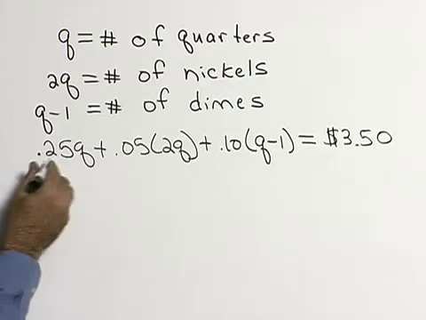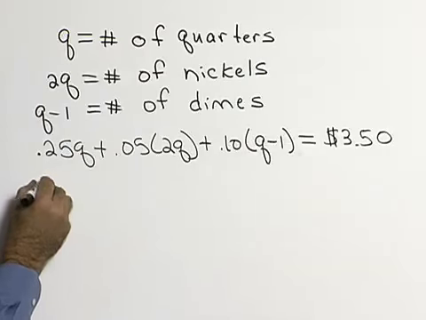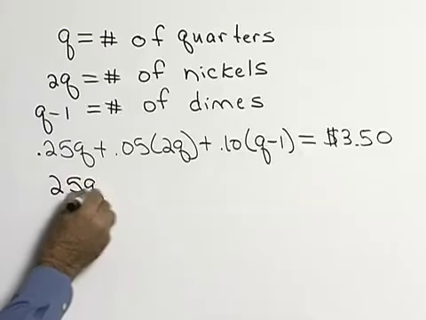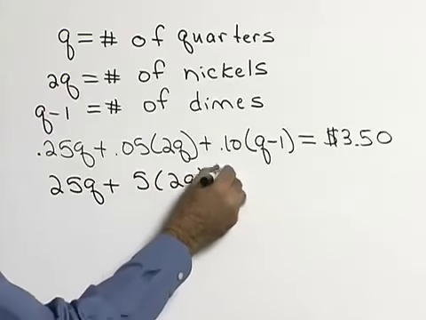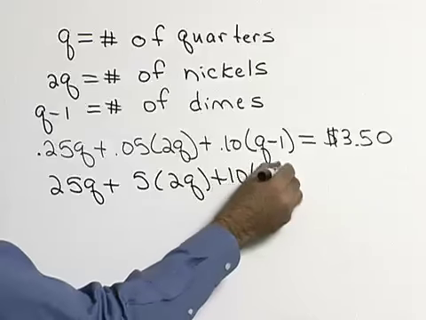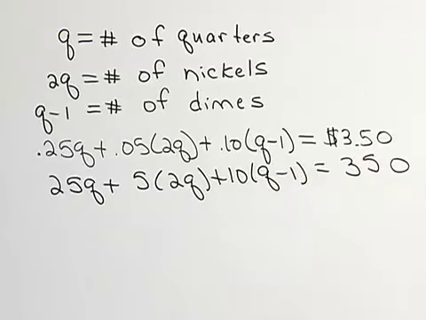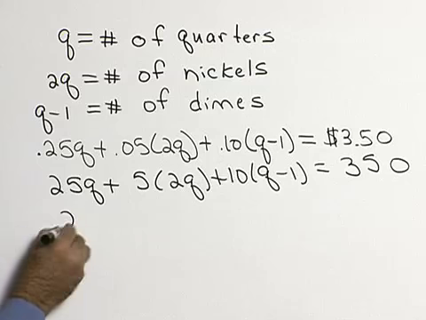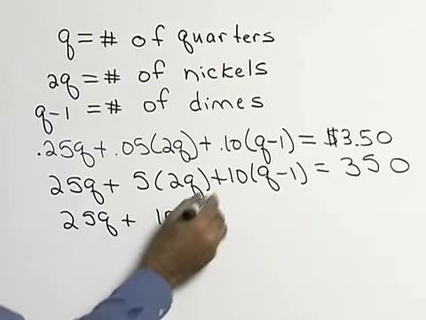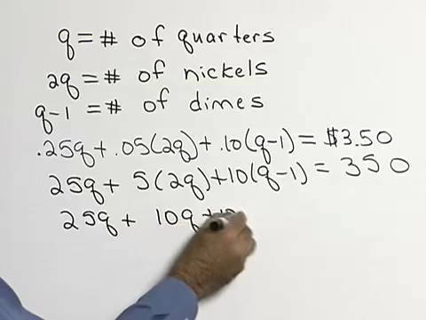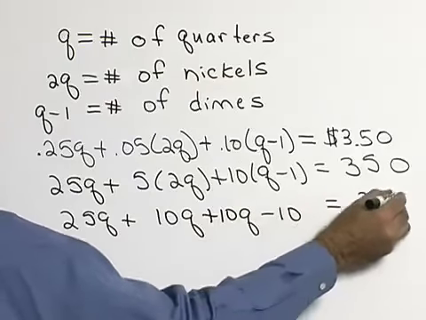So let's first multiply every term by 100 and get rid of our decimal. Well, that'll give us what? 25Q plus 5 times 2Q plus 10 times (Q minus 1) is equal to 350. Now, if we simplify, we'll have 25Q plus 10Q. Distributing this will give me 10Q minus 10 is equal to 350.